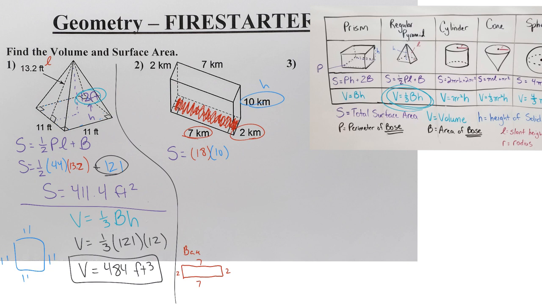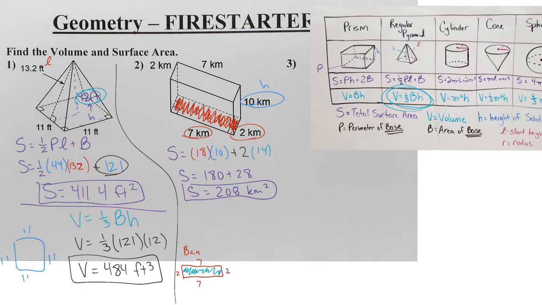Now, it says plus 2 times the area of the base. So 2 times 7 is 14. So I have surface area is equal to 180 plus 28. So my surface area is equal to 208. Now remember, it is kilometers, so it is square kilometers.